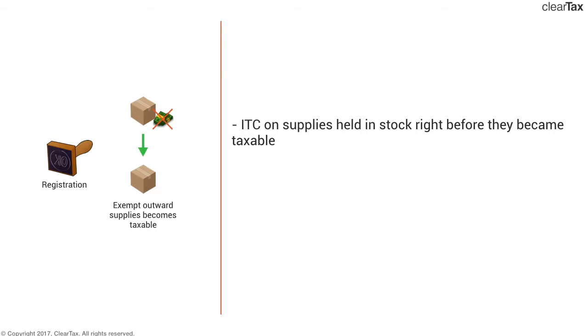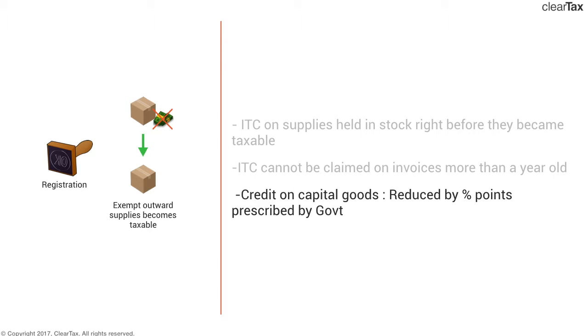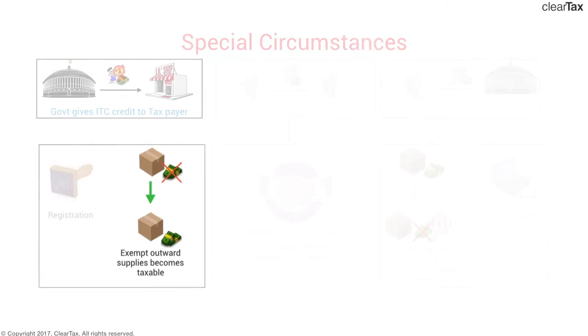He cannot claim credit on invoices which are more than a year old. Even if those goods are still in stock, he cannot absolutely claim any credit on invoices more than 1 year old. And the third is that the credit on capital goods would be reduced by a percentage point which the government would prescribe from time to time.